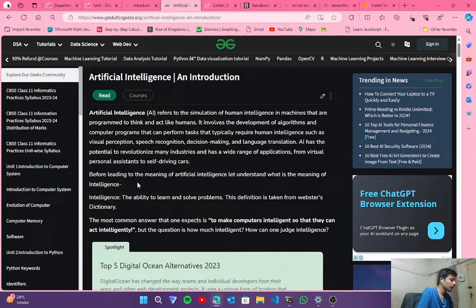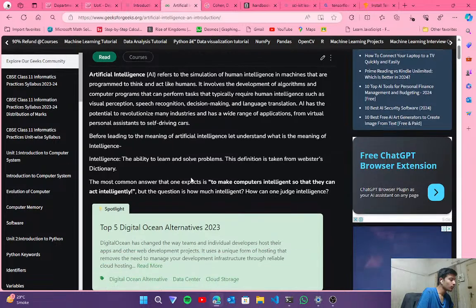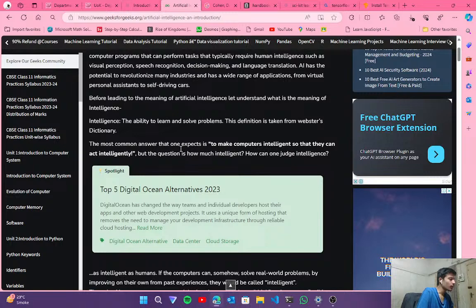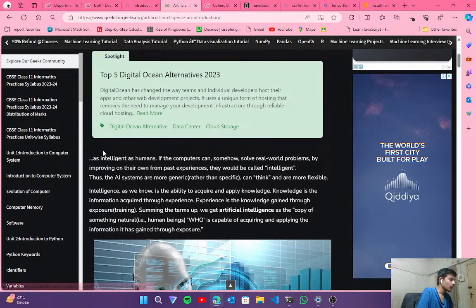Before getting to the meaning of AI, let's understand what is the meaning of intelligence. Intelligence is the ability to learn and solve problems. The definition is taken from Webster's dictionary. The most common answer one expects is to make computers intelligent so that they can act intelligently. But the question is how intelligent? How can we judge intelligence? As intelligent as humans? No, that's technically not possible.